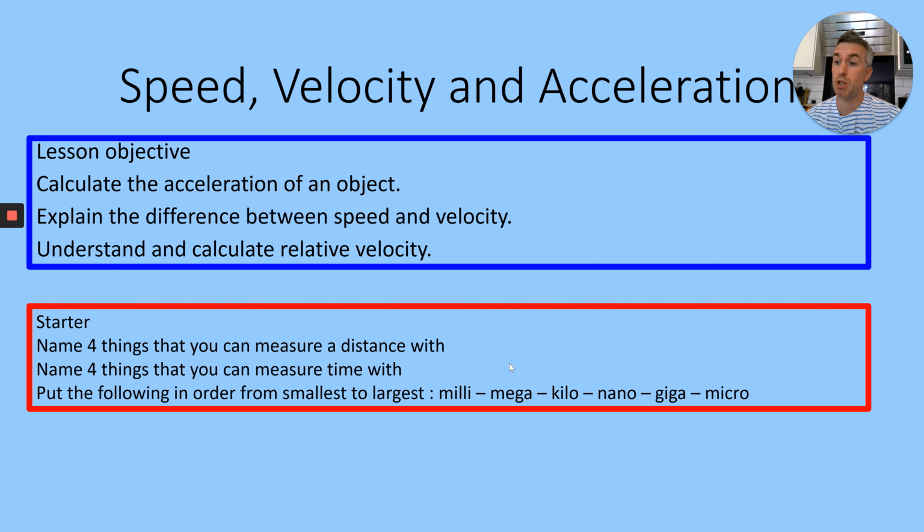And by the end, you should hopefully be able to calculate the acceleration of an object. You should be able to explain the difference between speed and velocity, and you should be able to understand and calculate relative velocity. But to start yourself off, I just want you to name 4 things that you can measure distance with. Name 4 things that you can measure time with, and then put the following in order from smallest to largest: milli, mega, kilo, nano, giga, and micro. Pause the video, answer the questions, and unpause when you're done.